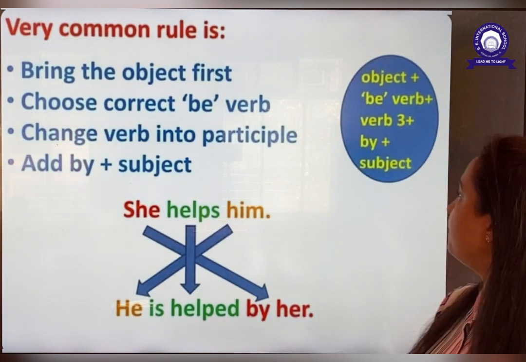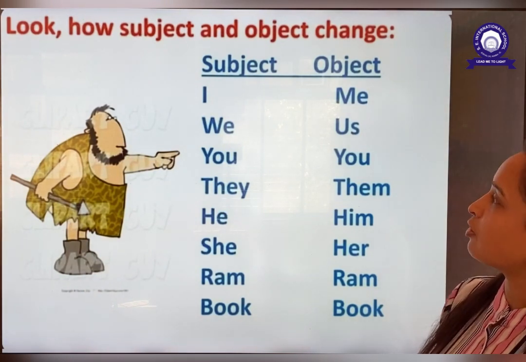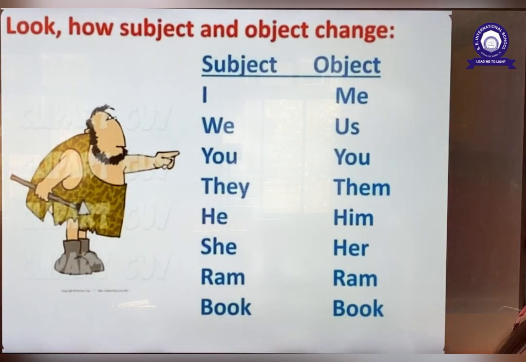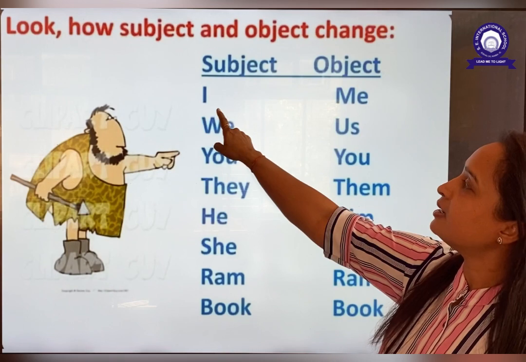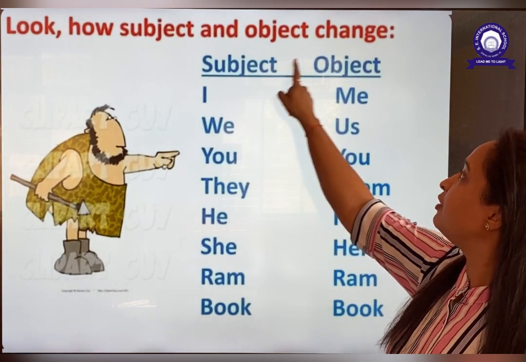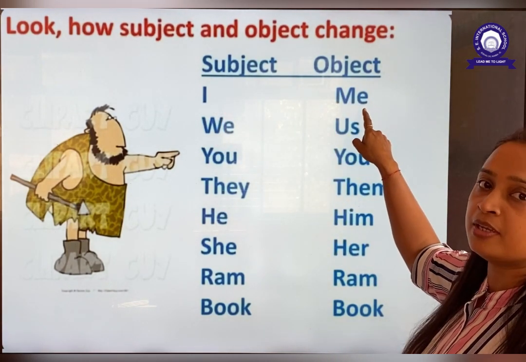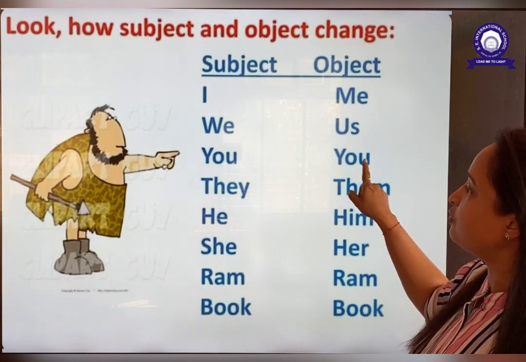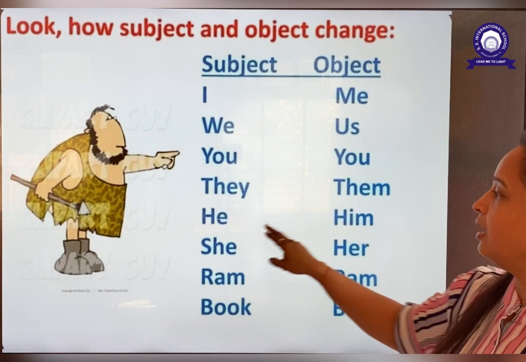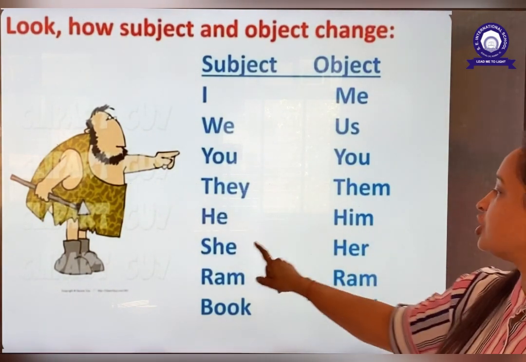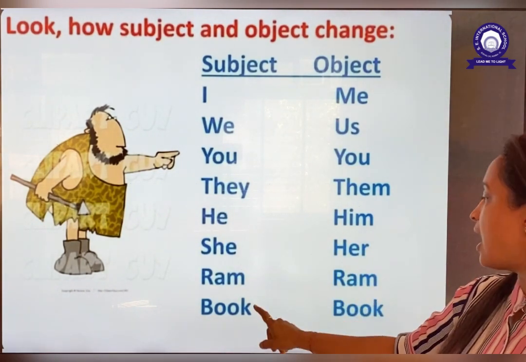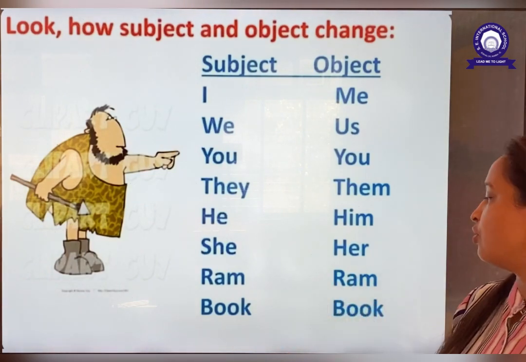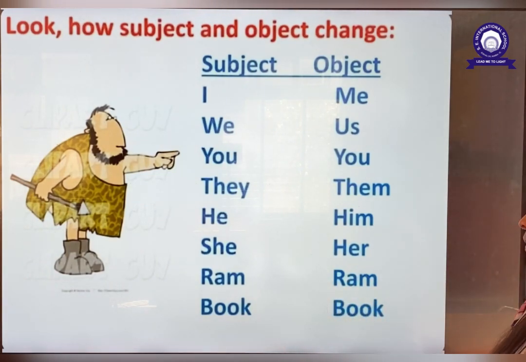Let us see a few subject and object. How do subject and object change? I in the subject form, when we want it as an object, it becomes me, we becomes us, you becomes you, they becomes them, he becomes him, she becomes her, Ram remains Ram and book also remains book.